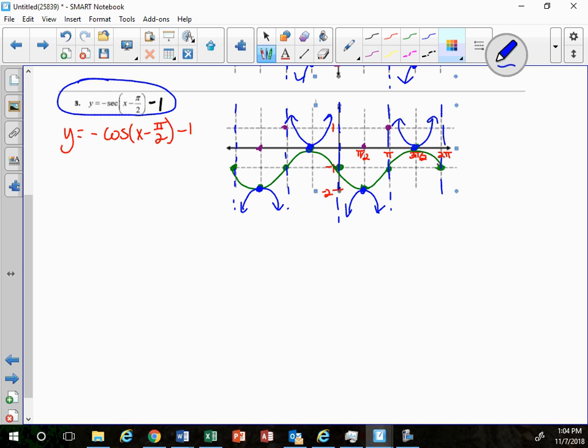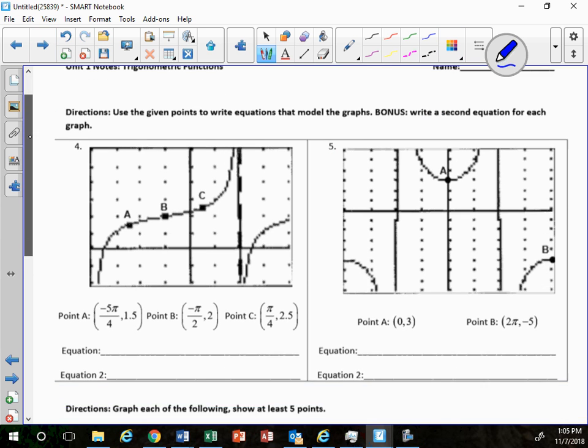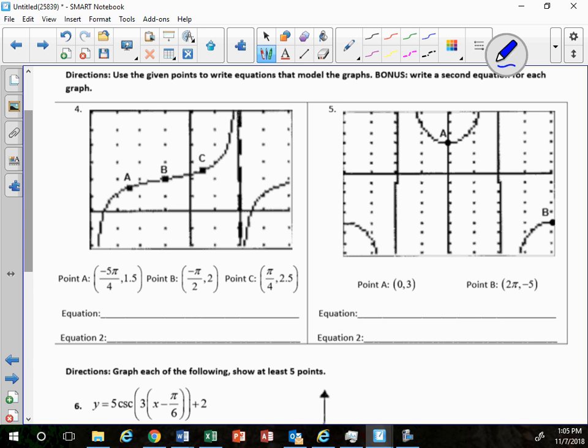Questions on any of these, guys? Okay, what I want you to work on now, with a partner in a group, is to go ahead and try to do these next 4 problems.